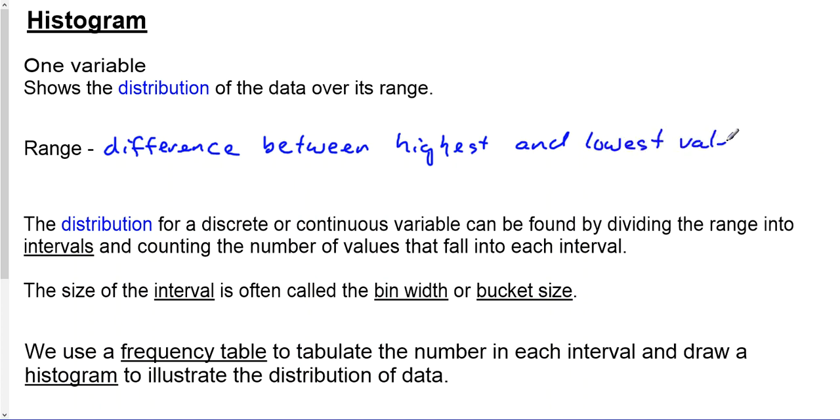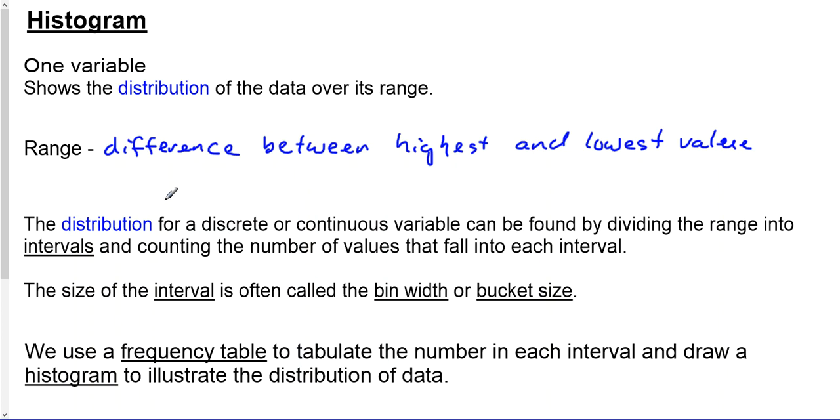So you take the highest value, subtract the lowest value, and that gives you the range of the data for that one particular variable. What we mean by the distribution is we want to know where the rest of the data points in that variable fall over that range. Are they all clustered at the low end of the range? Are they all in the middle? Are they all at the top? Are they spread evenly throughout? How are they distributed over that range?